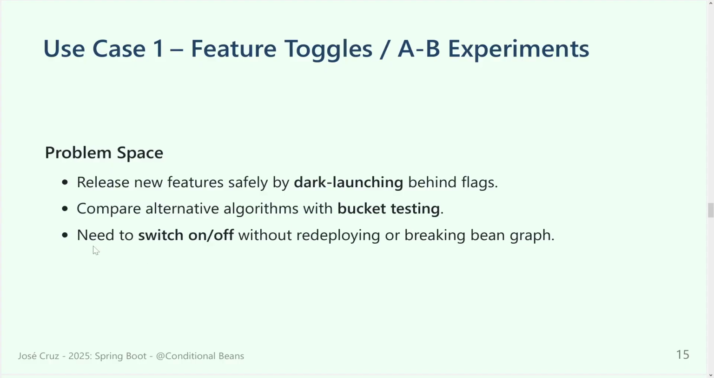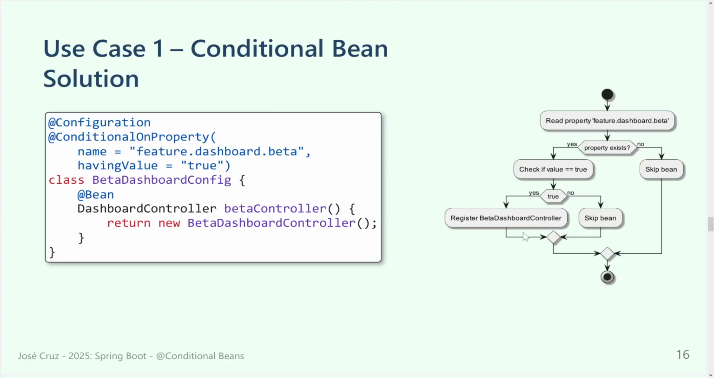Okay. And you need to switch on or off without redeploying or breaking the bean graph. That's what happens with the conditional. So use case 1, you can use a conditional bean solution with simple properties like feature.dashboard.beta having value true, and you return a dashboard controller. Maybe you have 2 implementations for the dashboard. One is associated with this one, and the other maybe with false. Maybe you can switch using true or false, or maybe if you have more than one, maybe one is 1, the other version 2, version 3, version 4, or option 1, option 2, option 3.